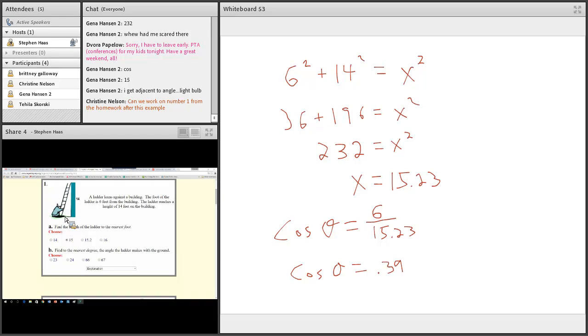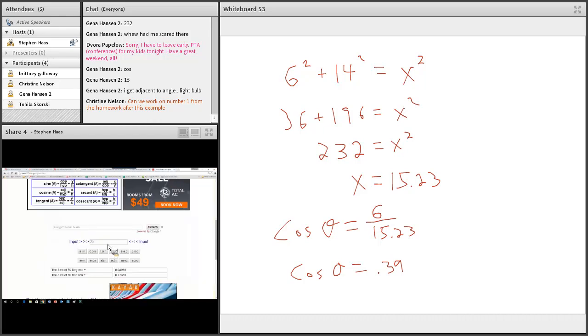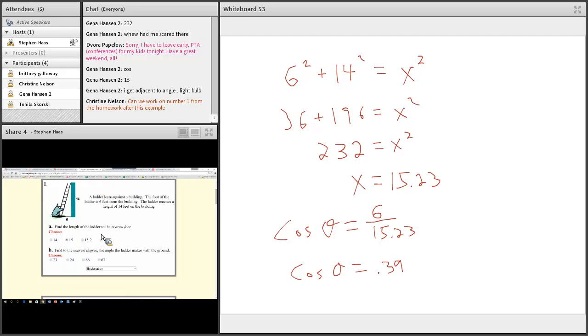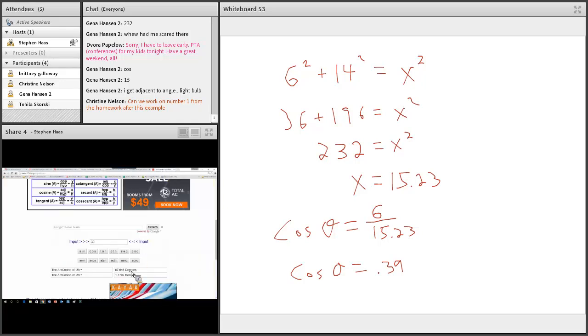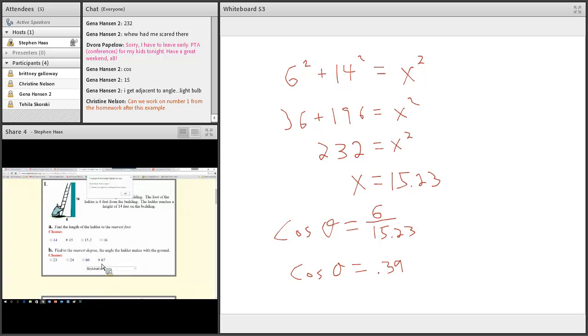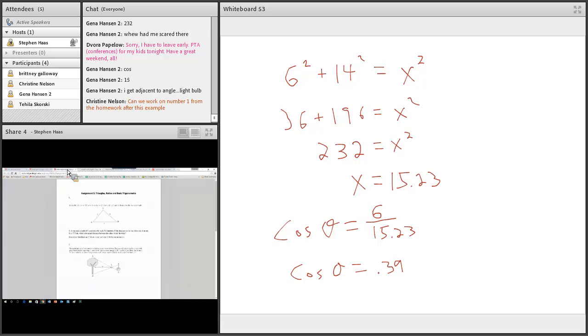Okay, so 0.39. How do we figure out what's the angle? Well, let's go back to our calculator over here. Let's put in 0.39. And since we're figuring out the cosine, we're going to put arc cosine, and arc cosine is approximately 67.046 degrees. So going back here to the nearest degree, that would be about 67 degrees. There we go. All right, let us look at the homework.